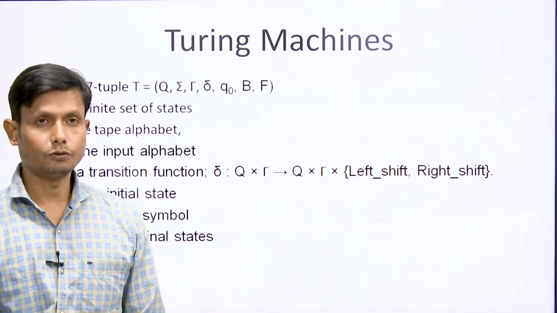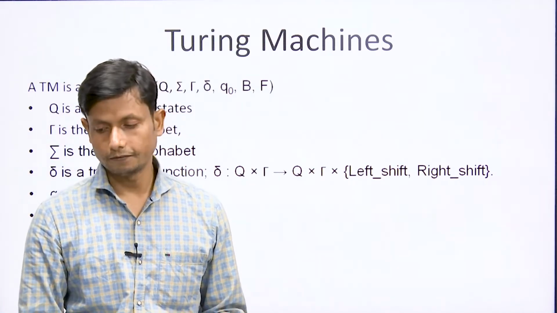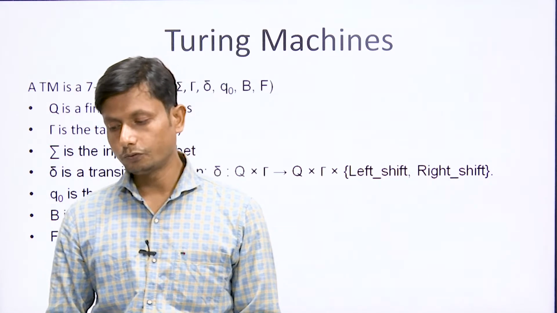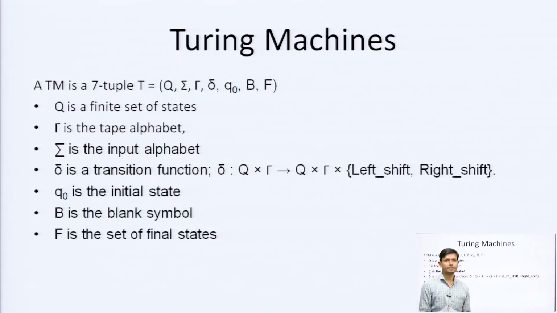Already we know the Turing machine has 7 tuples: the capital Q, input alphabet, tape symbol, delta is the transition function, q0, and B is the blank symbol and F is the final state. Q is the finite set of states; we have already completed all this study in the previous lecture. Transition function we already know, left shift, right shift, how to move left, move right, and B is the blank symbol, F is the final states.